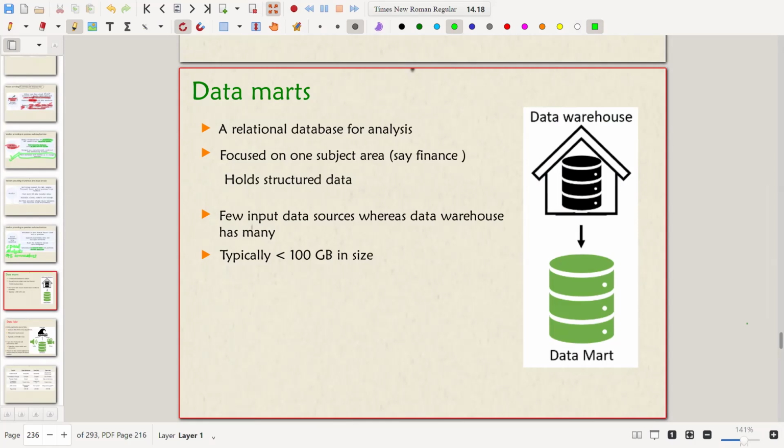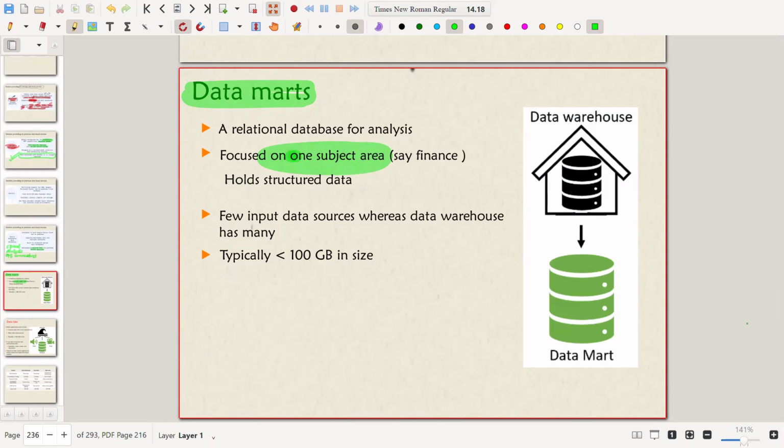Anyway, we'll see what a data mart is. It's a kind of relational database, but how is it different from a relational database? Because it is used for analysis. You can perform analysis in it, right? So data marts are something very nice. Why? Because they focus on only one subject area, say finance. Suppose he wants to focus on finance, then which one will he take? He will take a data mart, right?